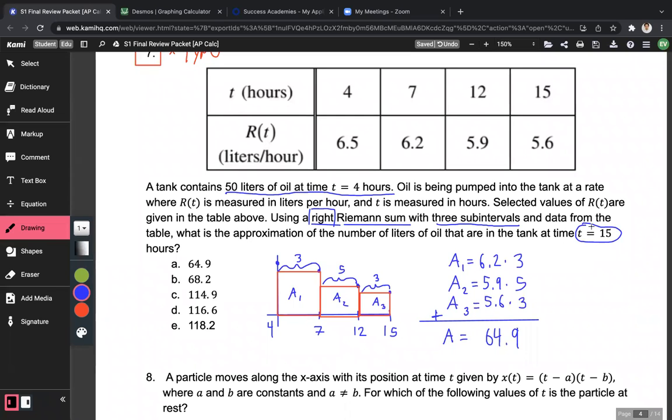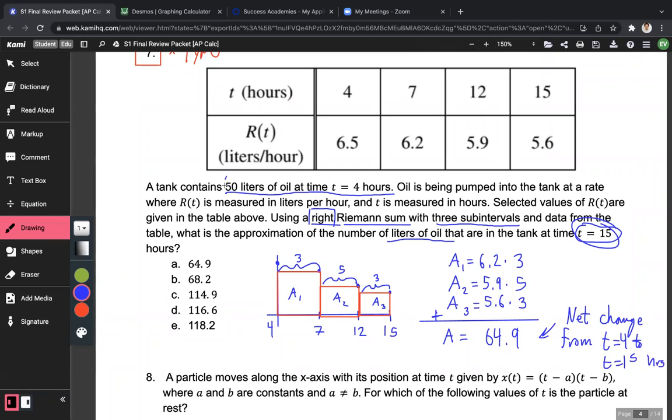We're asked how many liters of oil are in the tank at t equals 15. We've only measured the net change from 4 to 15 hours. I'm going to annotate that right there. Net change from t equals 4 to t equals 15 hours.